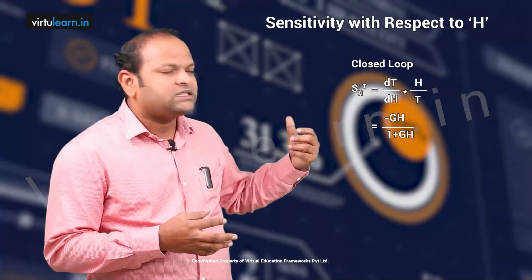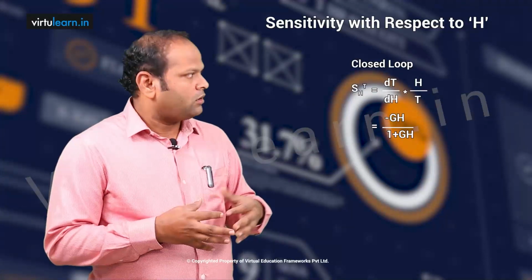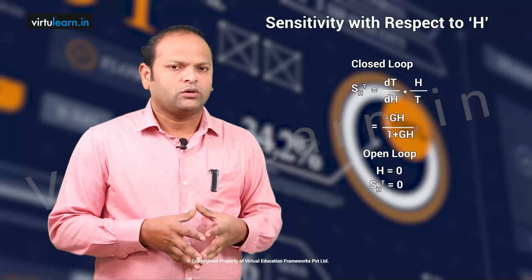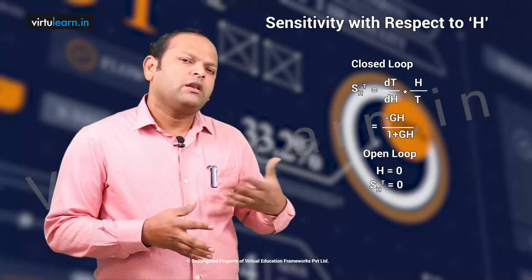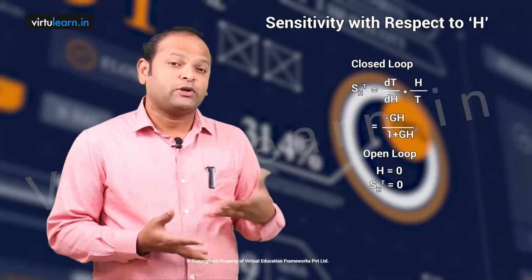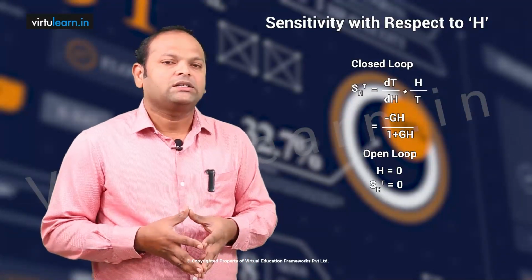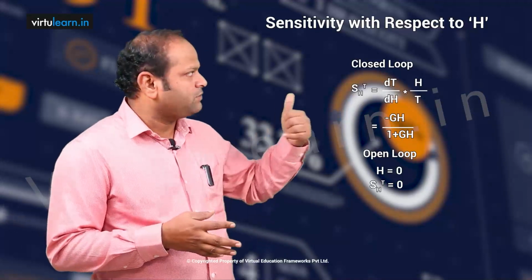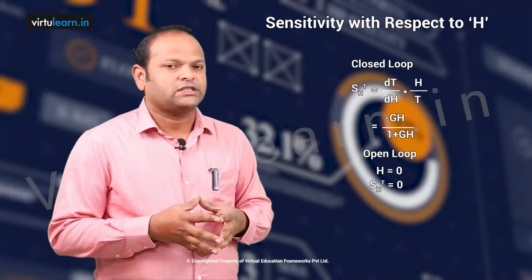Then what will be S_T^H for open loop? Substitute H is equal to 0, which results in 0. If in a non-feedback system H is not there, then how can you define the sensitivity with respect to H where H is not present? So that will be 0. Whereas for a closed loop, the feedback system has S_T^H as minus GH by 1 plus GH.